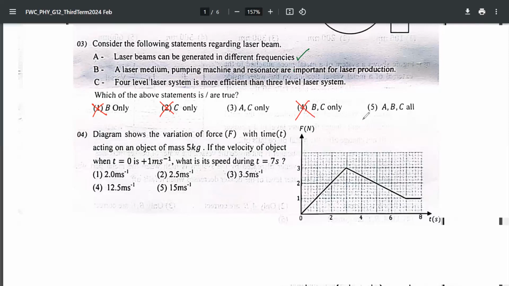And we have a bonus here. In 3 and 5, C is correct, which means we don't have to worry about C. We have to worry only about B. But unfortunately, B you will know only if you have learned the process of laser.